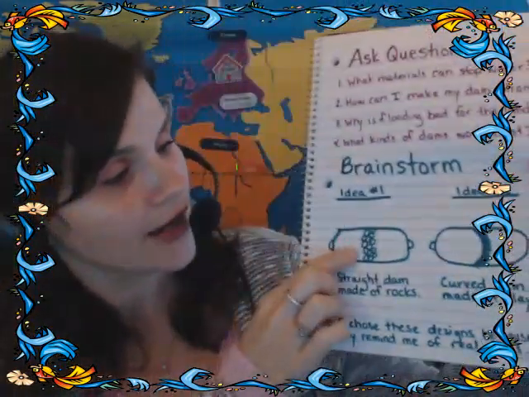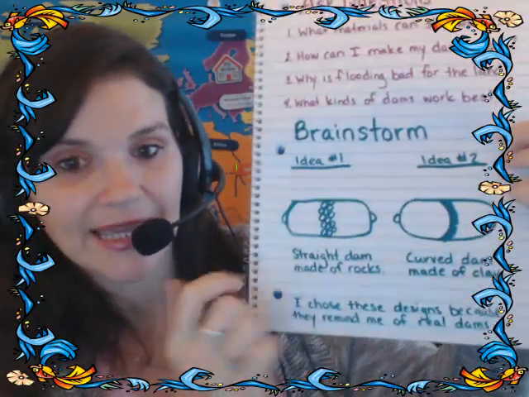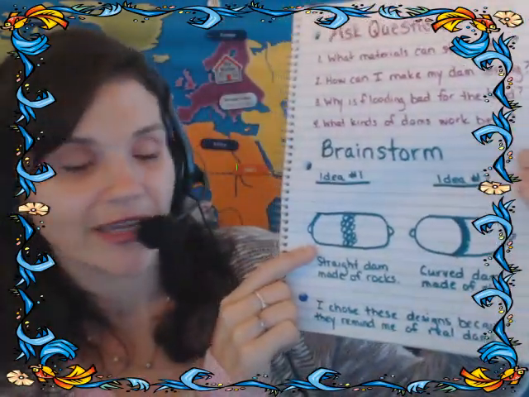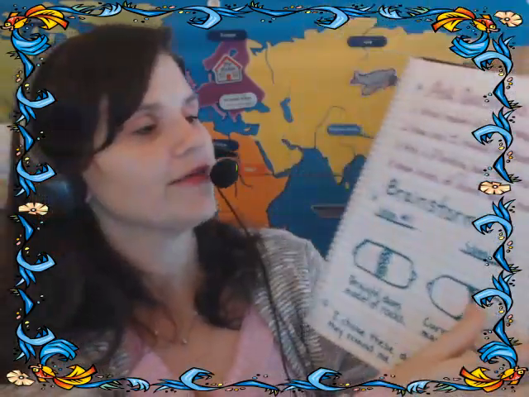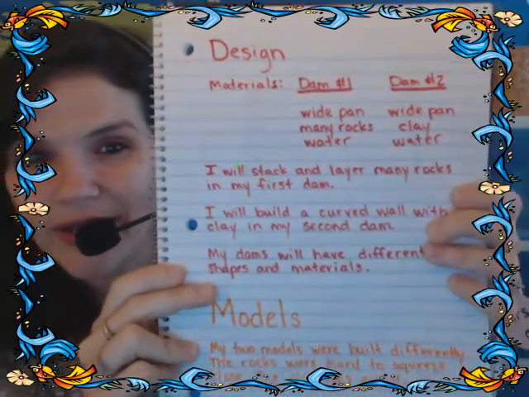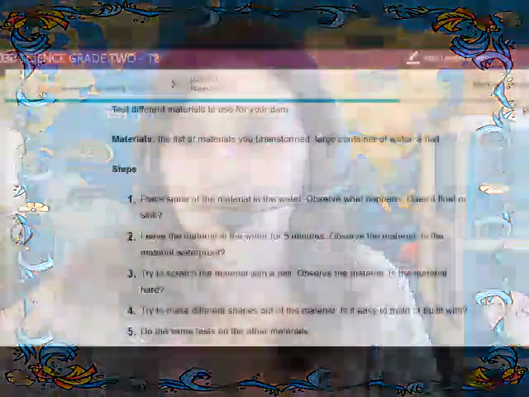I said that this is rocks, and I drew rocks. I said that this is clay, and I drew clay. So if you include them in your brainstorming here, that's fine. If not, if you want to make a 1, 2, 3, 4, 5 list, that's fine. The only reason I didn't do that is because in the design, we're going to list our materials out. So I didn't want to do it 2 times. All right, so either way is fine. Your science notebook does not need to look like my science notebook.